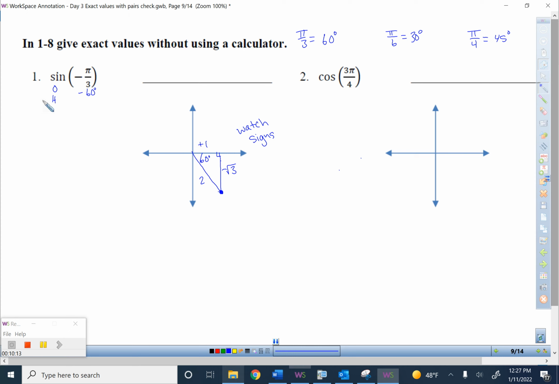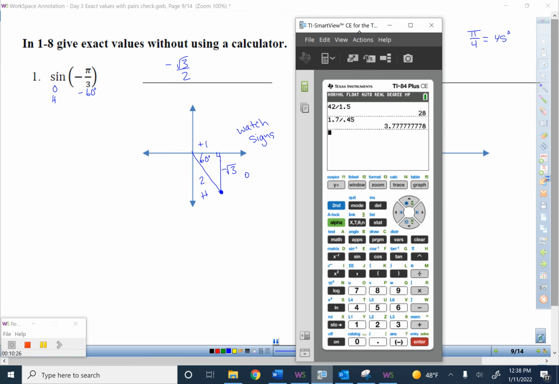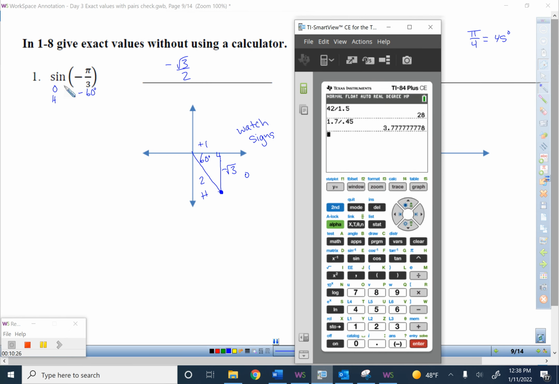So is what's happening here. So opposite over hypotenuse is negative square root of 3 over 2, and we're done. Now just to convince you this is working how it's supposed to, I'm going to type this in. I have this already in degrees, so I'm going to keep it there. Sine of negative 60 is this ugly decimal, and I'm going to type in this negative square root of 3 over 2.